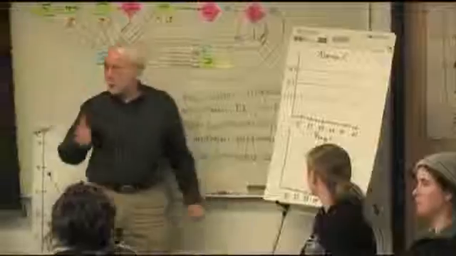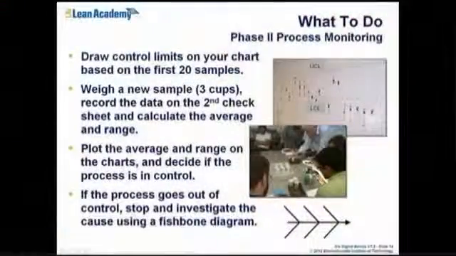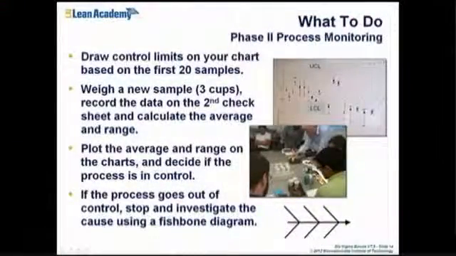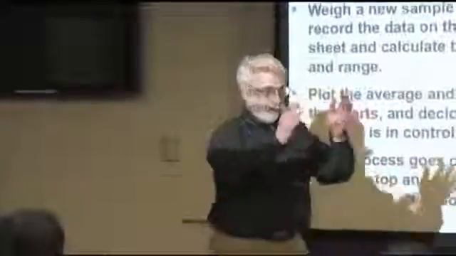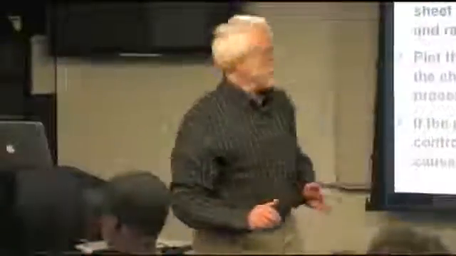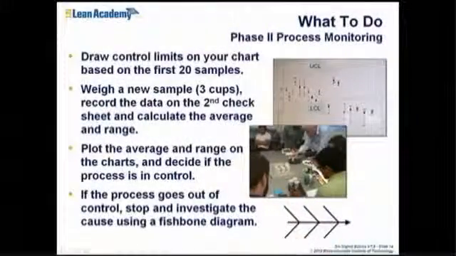And you can come up here and get the data if you need to. Then we want to draw the control limits on our chart. That's now fixed. That's our process capability. And now we're going to start monitoring it for days 21, 22, 23, 24. You're each going to do 21, 22, 23, 24. And you're going to measure 3 samples each day and plot the data on your control chart.